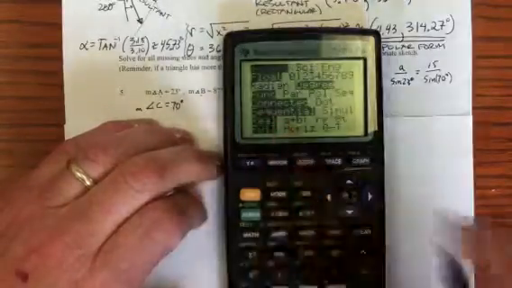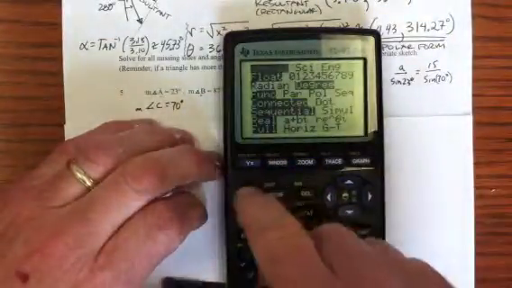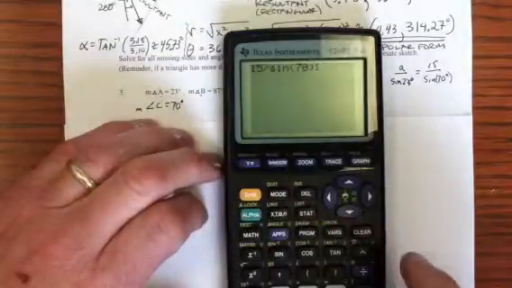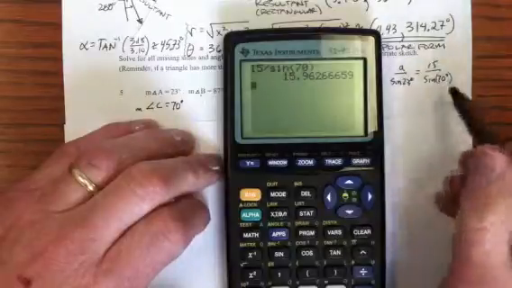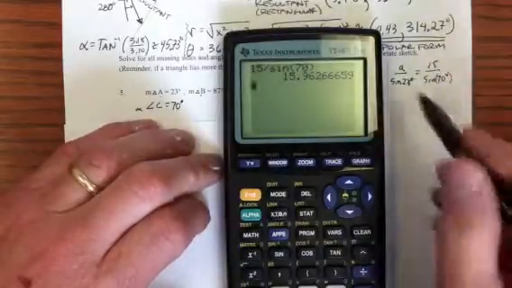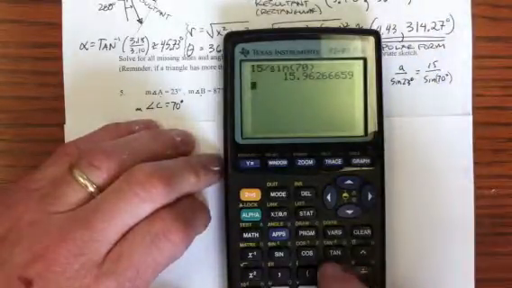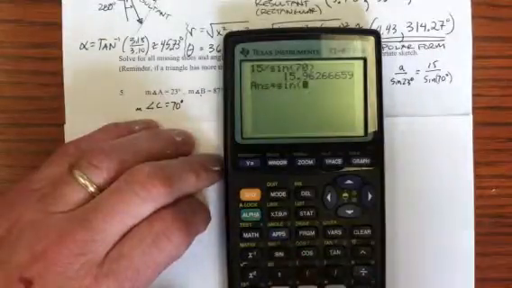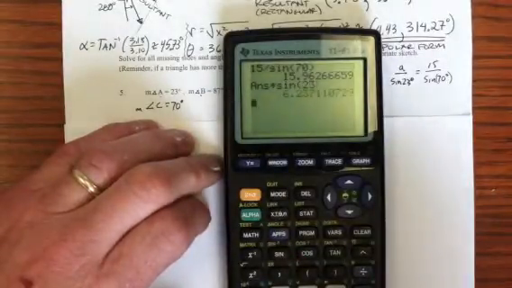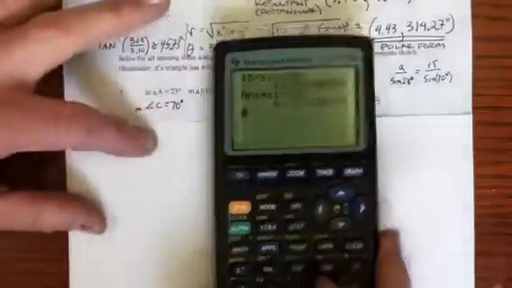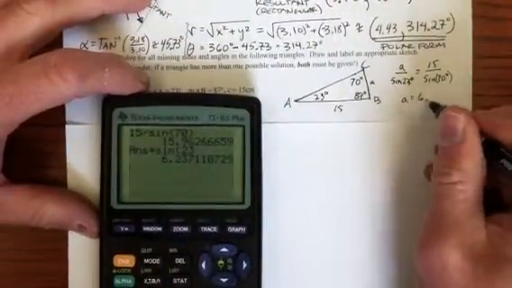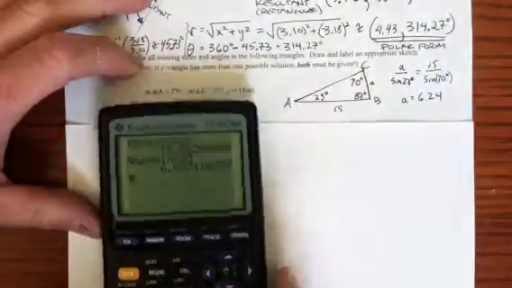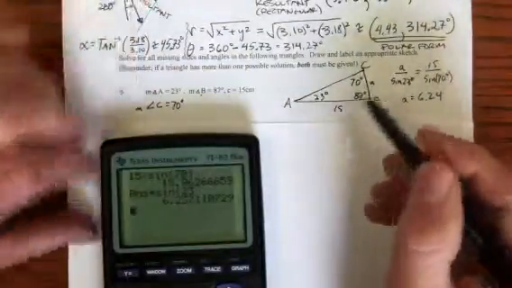Always check to see the mode I'm in. I'm in degree mode. And then I'm going to do that, and I'm going to multiply that by the sine of 23. If you put the unknown in the top, you can just simply do the multiplication. It's a little bit easier. Times sine of 23, and I get 6.23. I'll round it to 6.24. So A equals 6.24.